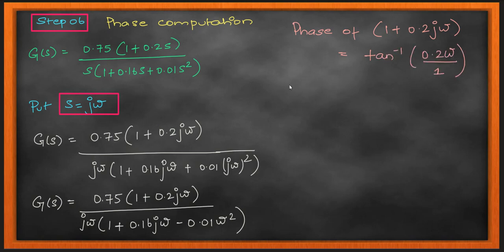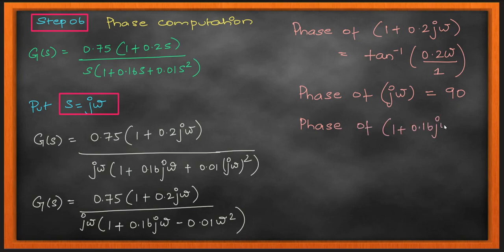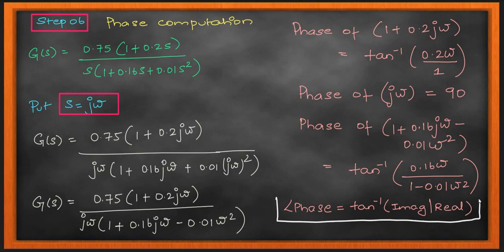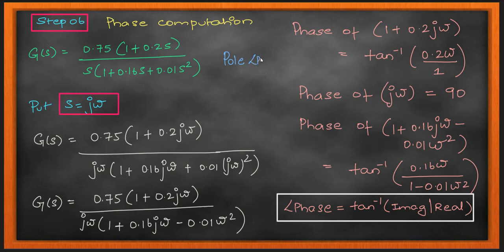You know that tan of phase is equal to y by x. So in this case, the y is the imaginary component and x is the real component. So the phase of 1 plus 0.2 j omega is tan inverse of 0.2 omega by 1, and the phase of j omega is 90, because it is the phase of just j omega. And the phase of 1 plus 0.16 j omega, again it is tan inverse of imaginary divided by real. The imaginary is 0.16 omega divided by 1 minus 0.01 omega square.